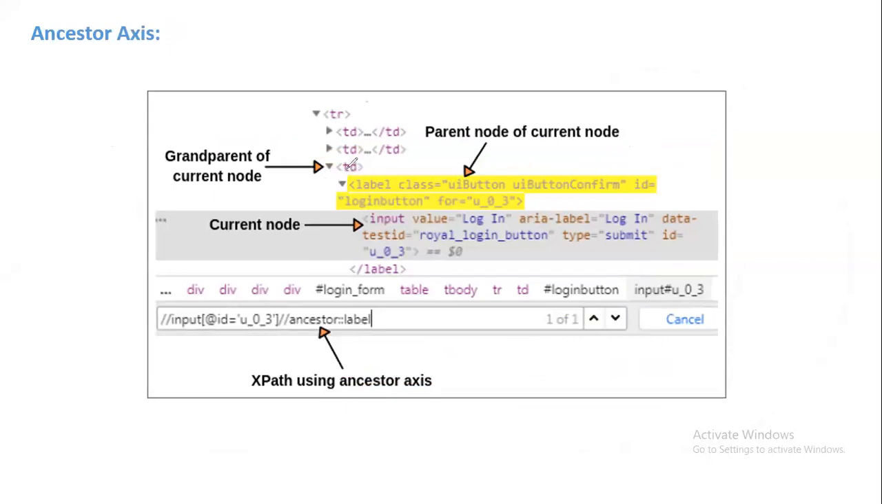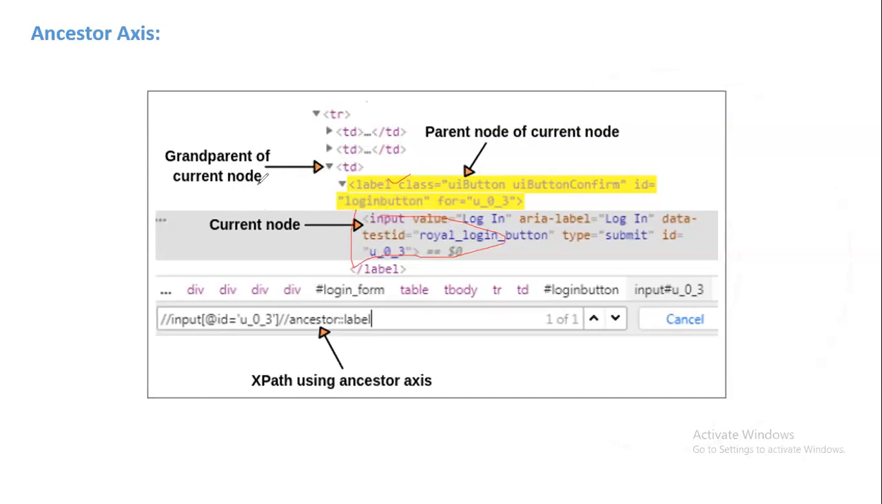So here you can check that this is a TD tag. And now under TD we have label, and under label, suppose this is the current node. I am selecting this input element, and this is the current node. Which one is the parent node of the current one? This label is the parent node of the current node. And if you talk about TD, TD becomes the grandparent of the current node. The direct parent of the input element is this label, and TD becomes the grandparent of the current node.